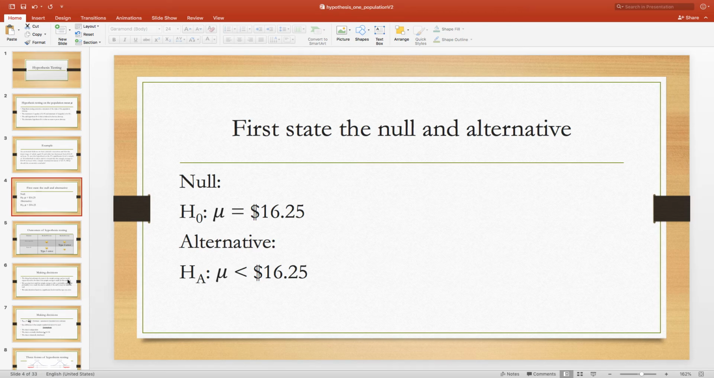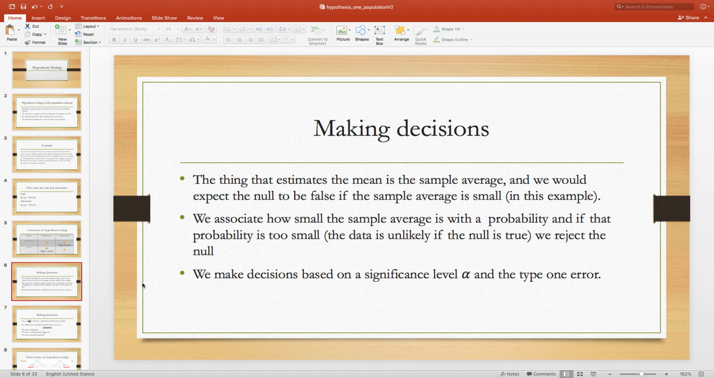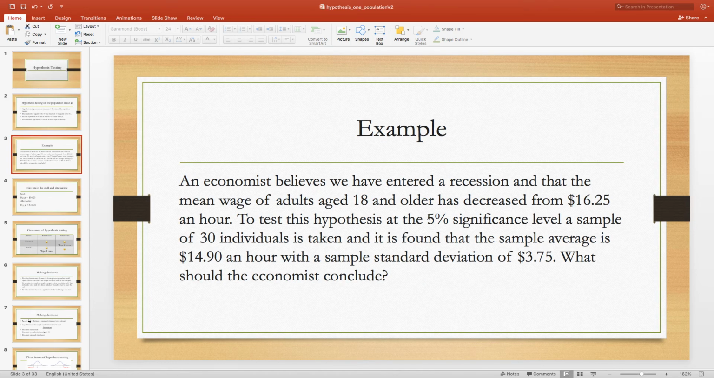Now we're going to make our decisions based on what's called a significance level alpha, and that is the type 1 error. So alpha is the risk of making a type 1 error, and we're going to specify it here. In this problem, alpha was 5%. That's the significance level.